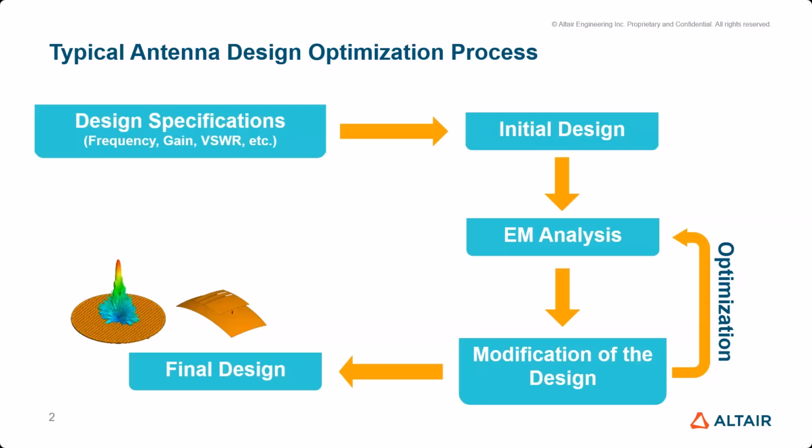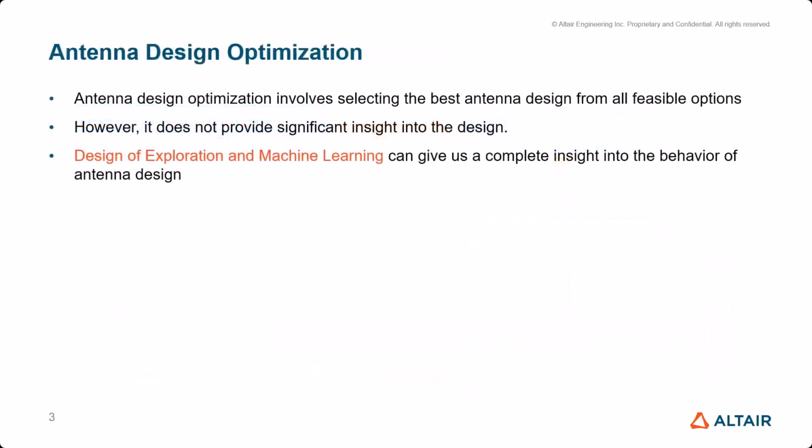optimization is run. So here you're basically running an EM analysis or running a simulation model while optimizing. So when we are optimizing any antenna or optimizing basically any model in FEKO, the optimization process involves selecting the best antenna design from all the feasible options that are available. However, what FEKO does not provide is a significant insight into the antenna design. So we'll look into that in a moment.